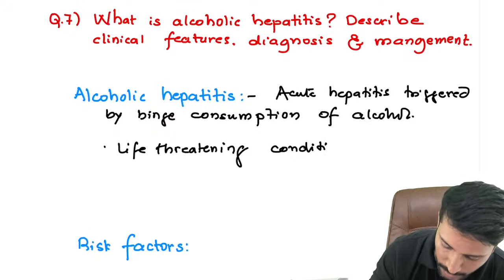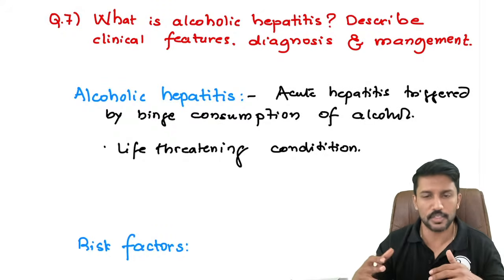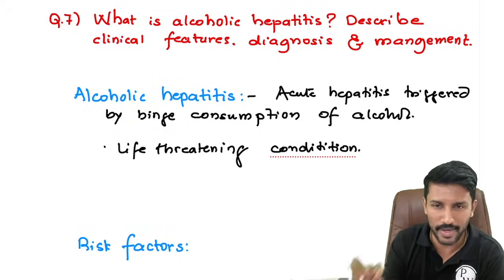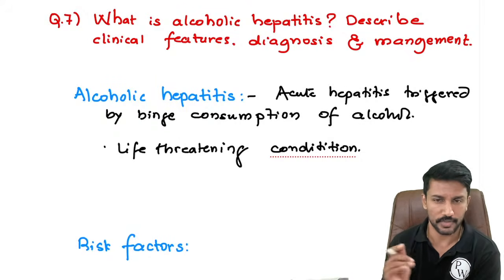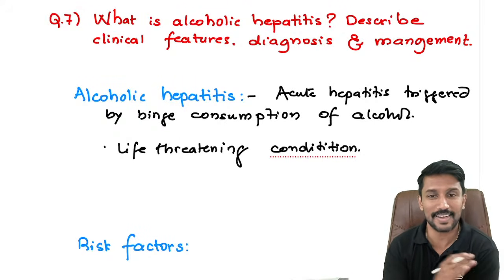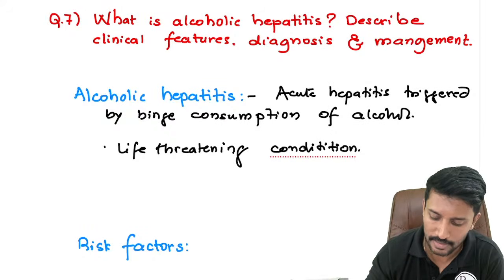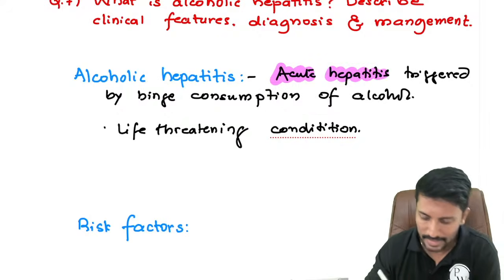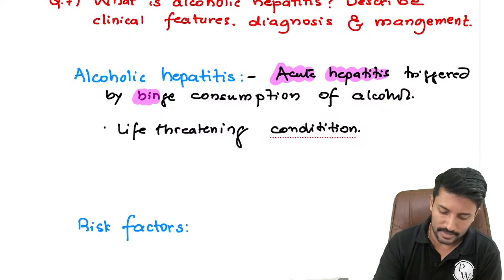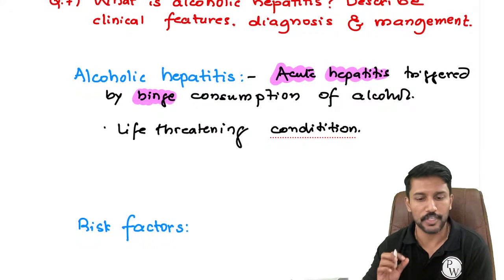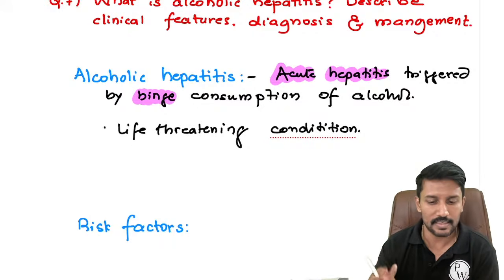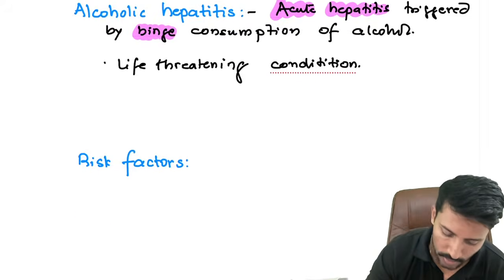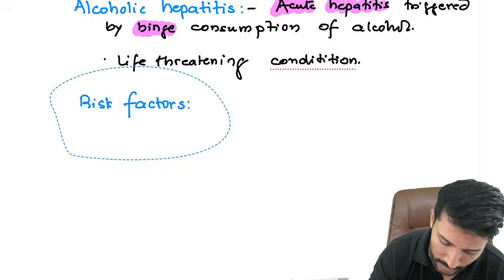Unlike your alcoholic steatohepatitis, which is a very slowly progressive disease. I know a lot of patients will eventually present with cirrhosis and its complications and they may not make it, but it's a very slowly progressive disease. On the other hand, alcoholic hepatitis is a very rapidly progressive disease. It's a life threatening condition. It is an acute form of hepatitis. It is not a chronic condition. And another word that the examiner is specifically looking for is the word binge. Binge drinking increases the risk of alcoholic hepatitis, right?